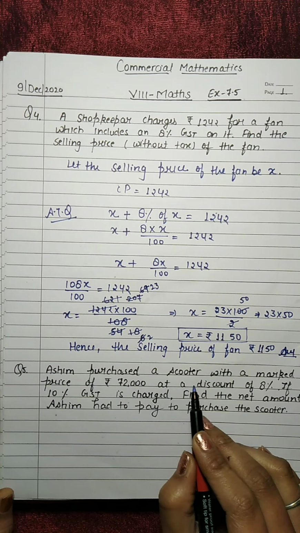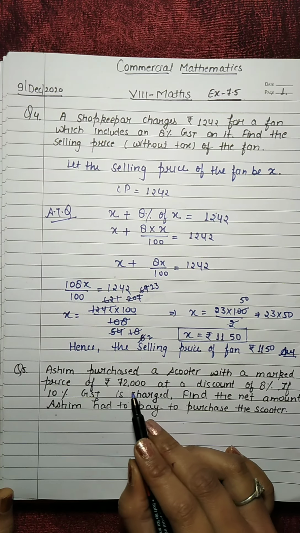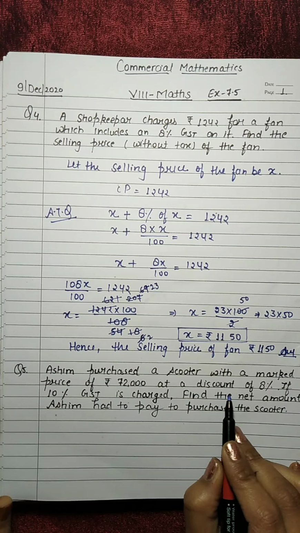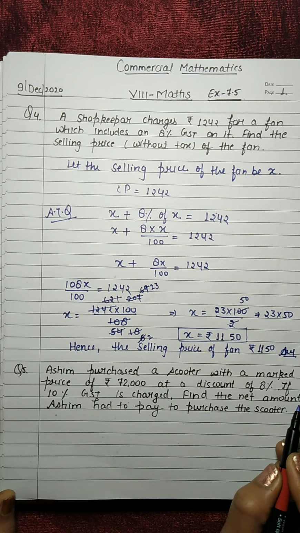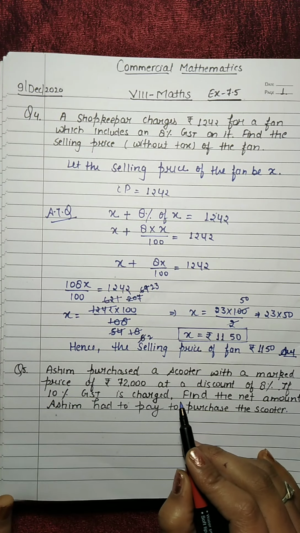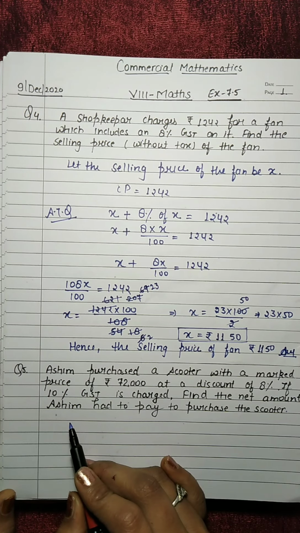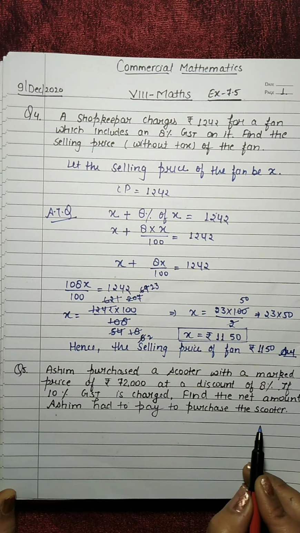Ashim purchased a scooter with a marked price of rupees 72,000 at a discount of 8%. If 10% GST is charged, find the net amount Ashim had to pay to purchase the scooter.